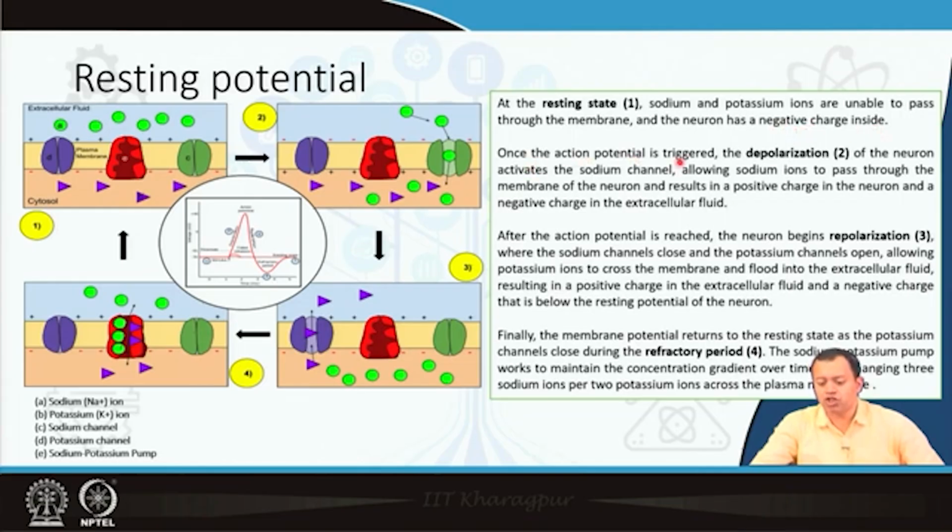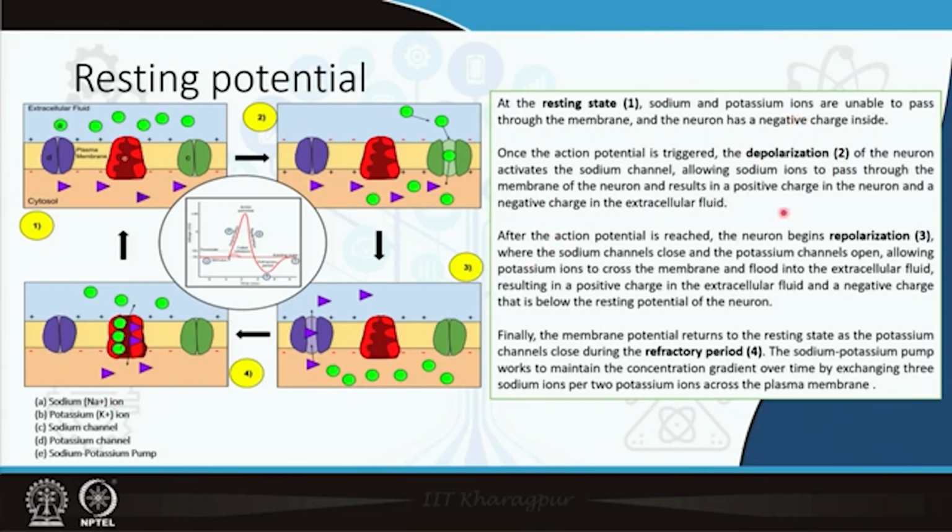Once the action potential is triggered, the depolarization of the neuron activates the sodium channel. This blue one is the sodium channel, I am colorblind, green one is the sodium channel, allowing sodium ions to pass through the membranes of neurons and result in positive charge in the neuron and a negative charge in the extracellular fluid. Previously it was opposite, previously the neuron was negative, the extracellular fluid was either neutral or slightly positive, but now positive has gone inside through the sodium channel, the sodium ions have gone inside and it has depolarized, the neuron is now depolarized.